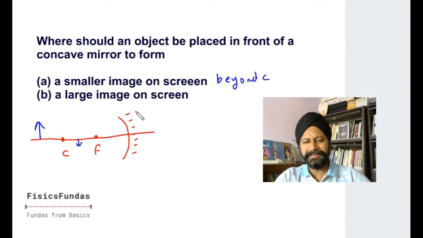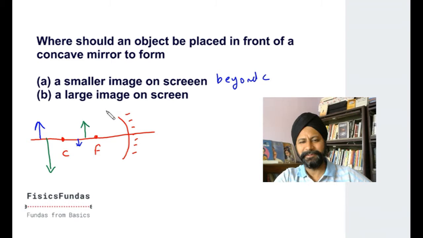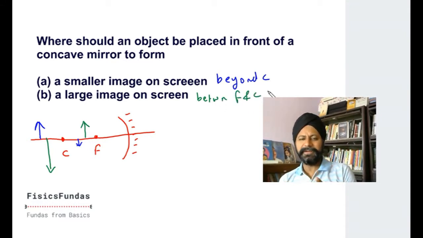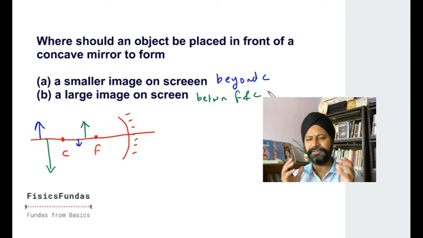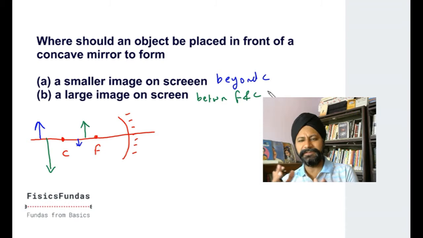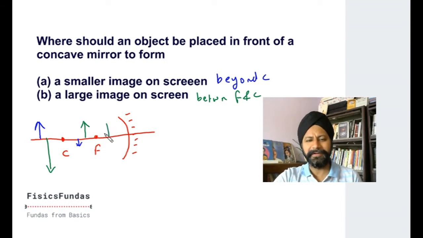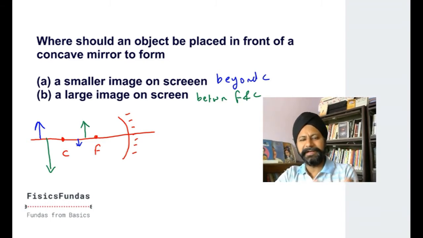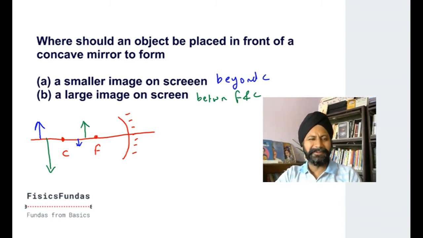Now what about a large image? Large image we already know. If we put an object here, the image will be large beyond C. You know? So a large image on the screen is going to be between F and C. So you put your object between F and C, you get a large image on the screen. If there's a large image which is virtual, then you put it here, right? Because then that's a virtual image, but we want it on the screen between C and F. Chalo, let's move on then.